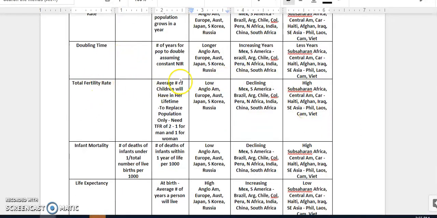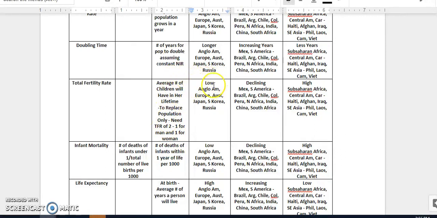Next is total fertility rate. This is the average number of children a woman will have in her lifetime. Remember, we learned in the Population Dilemmas articles that to replace the population, you need a total fertility rate of 2, 1 for the man and 1 for the woman. If the total fertility rate is less than 2, that means they are going to shrink in population because they're not even replacing themselves. So you need a total fertility rate of 2 or above, at minimum, to replace themselves in the population.